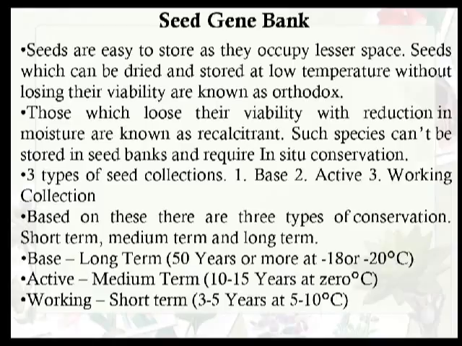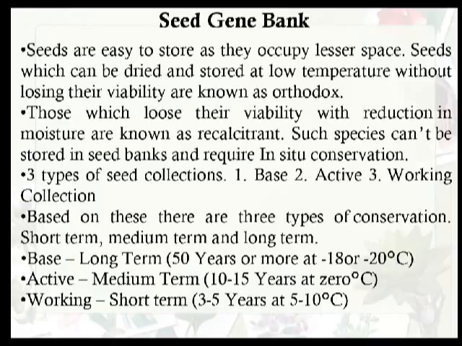So again, based on these three types of seed collection, there are three types of conservation: long term, medium term, and short term. For base seed collection, the method is long term, and how long? It is for 50 years at minus 18 to minus 20 degrees C. For active, it is medium term, 10 to 15 years at 0 degrees C. And for working, the temperature is going higher and the period is decreasing.